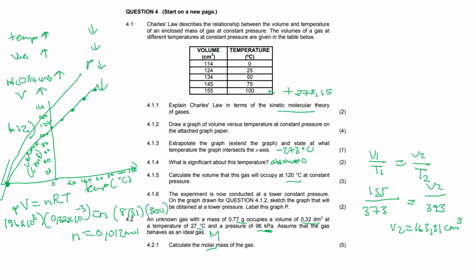But I need my molar mass. So I use my normal formula to get molar mass. I can now jot in my number of moles. My mass has been given as 0.77 grams, and I can easily do my math magic and I get 64.17 grams per mole.